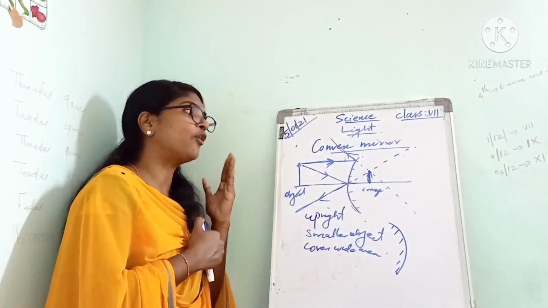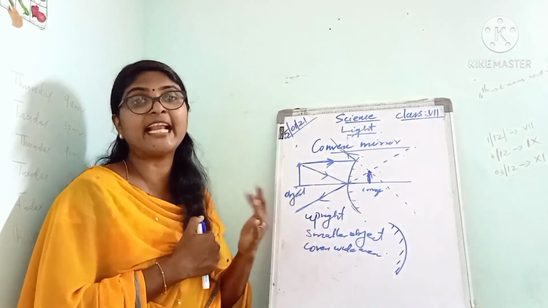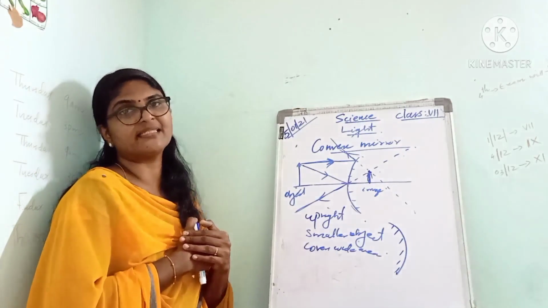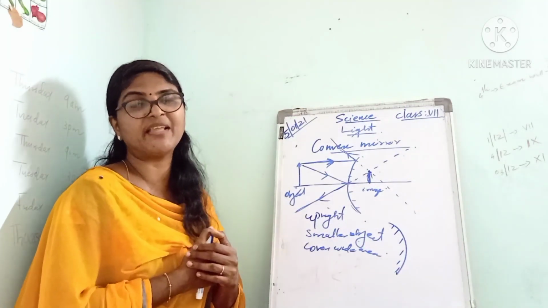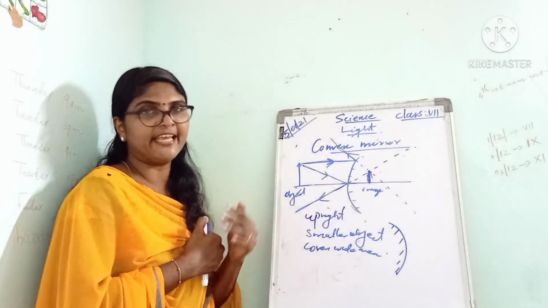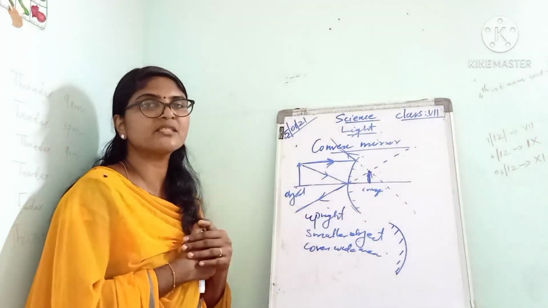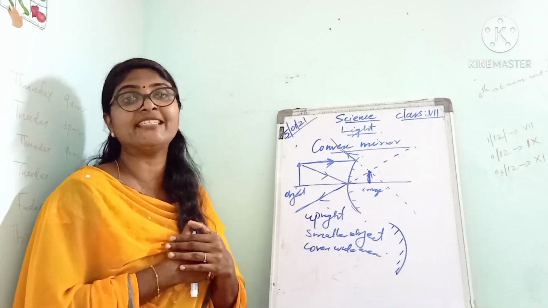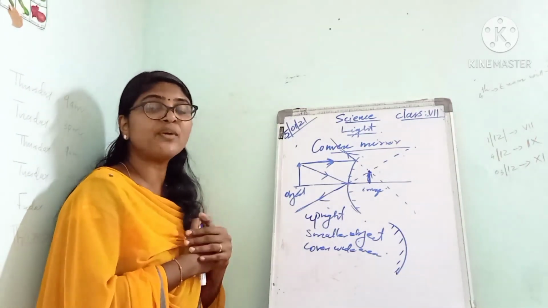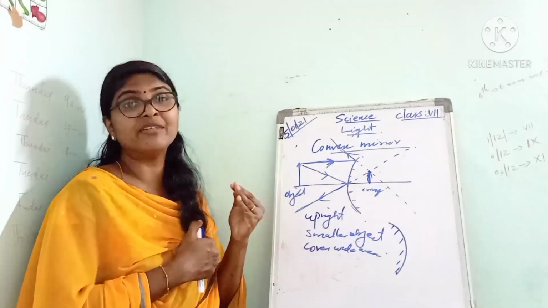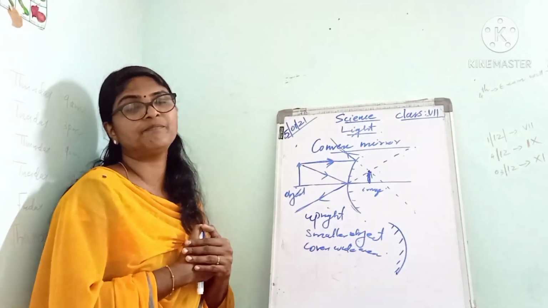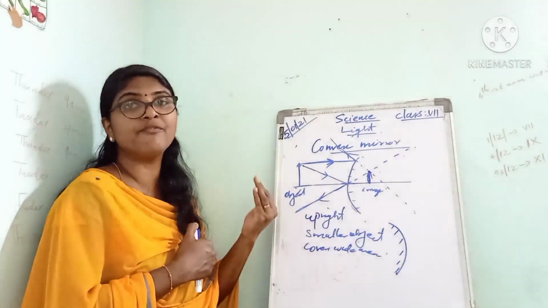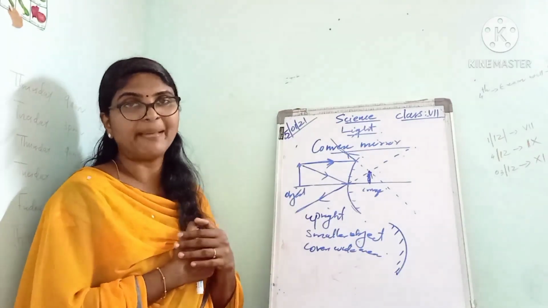Then about the concave mirror, it can form both real and virtual images, and the image formed is also inverted. Then what are the uses of the concave mirror? The concave mirror has the capacity to concentrate light rays at a single point. That is why it can be used in torches, vehicle headlights, and searchlights. And also dentists use a concave mirror in order to view the enlarged portion of a patient's teeth.